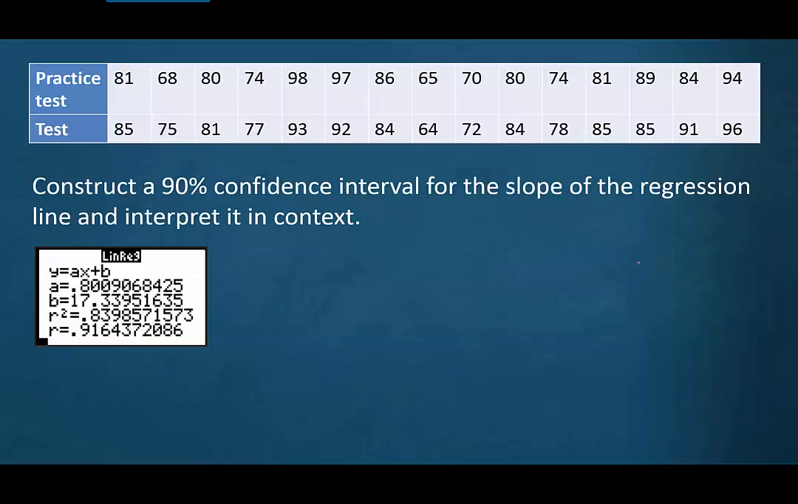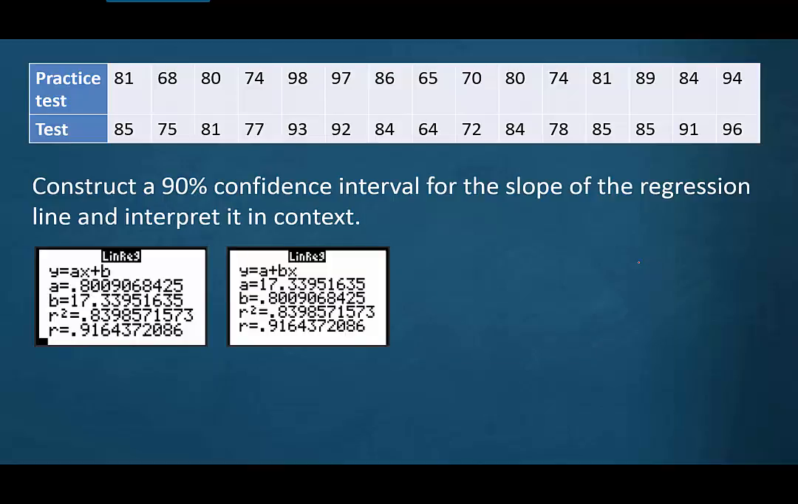So let's construct a 90% confidence interval for the slope of the regression line and interpret it in context. While we don't have to do this first, I'm going to go ahead and run the regression on this just to get the line. And actually we need to do this before we run the residual plot, so you have to run the regression in order for it to store all the residuals. So let's go ahead and do that. I want to look at the line, and then I'll run a confidence interval on that.